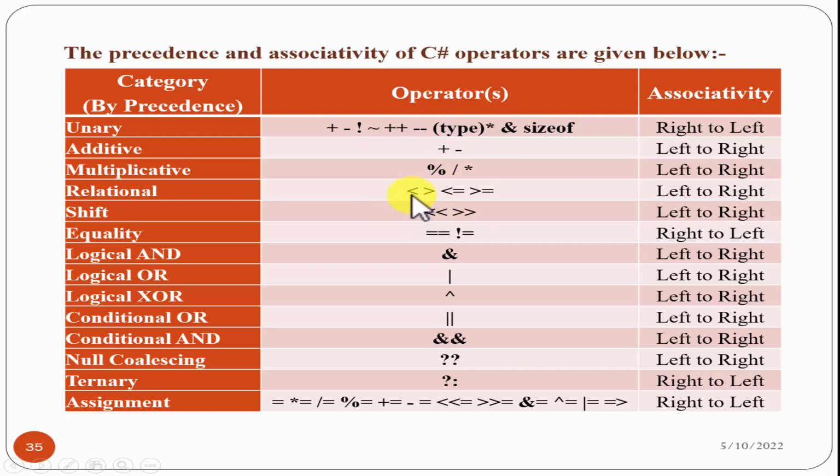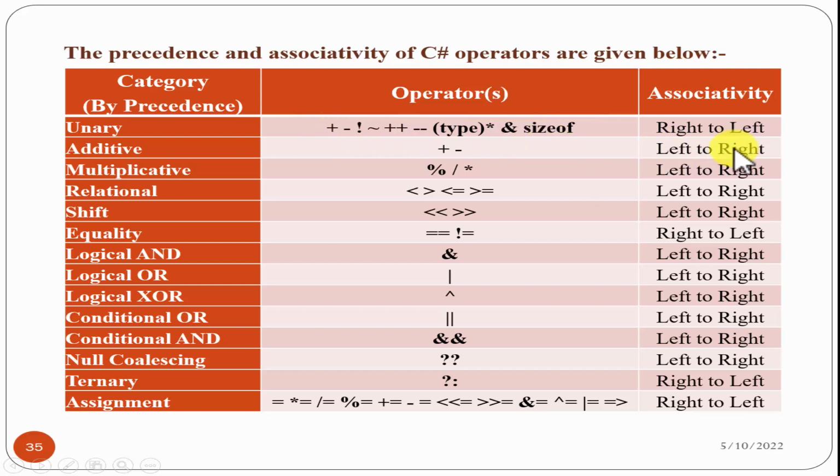Here the relational operators, less than, greater than, less than or equal to, greater than or equal to, are like that. So in this family, how do we perform? We use associativity, from right to left. From right to left, sizeof will be performed first if the operators are of the same family, and the plus operator, the additive operator, will be performed last.